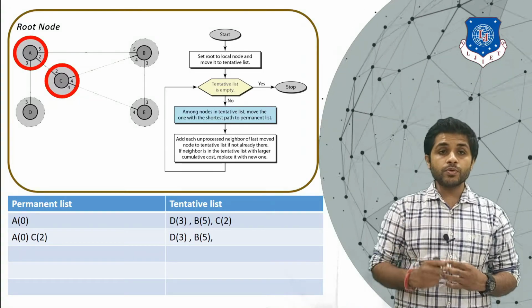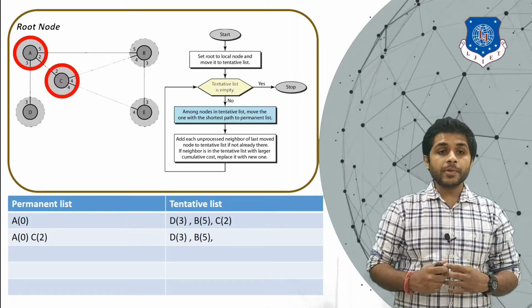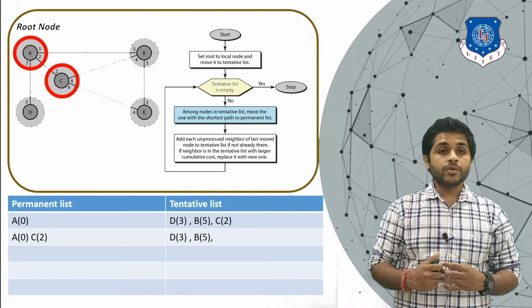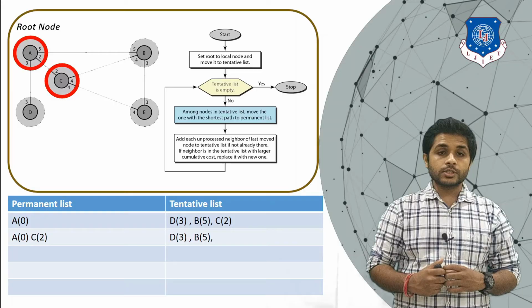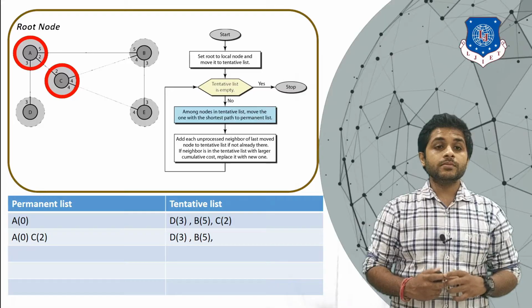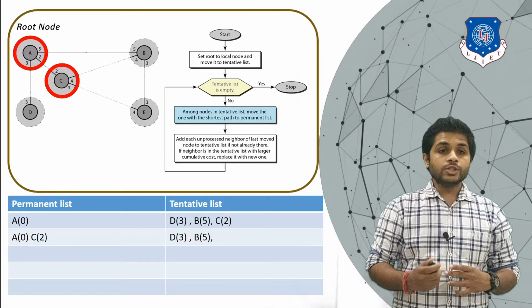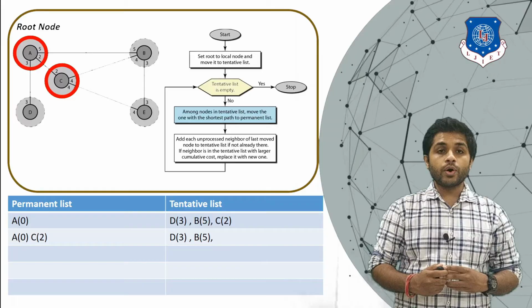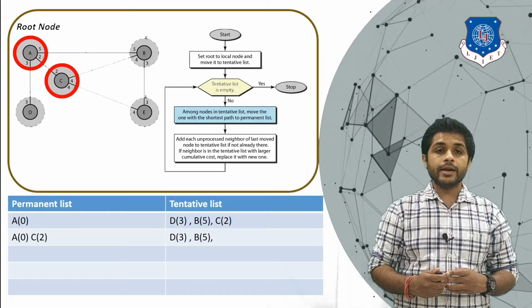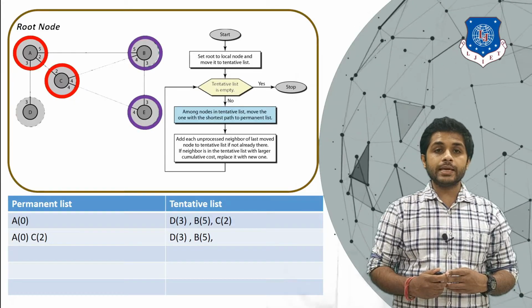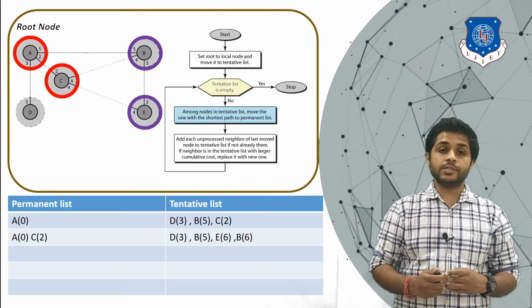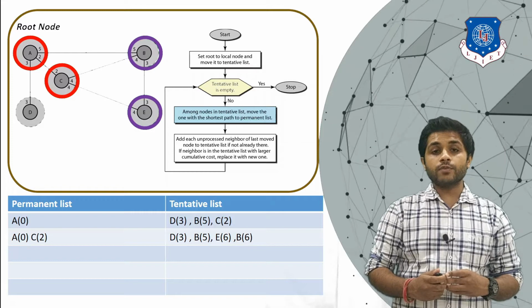We have just moved C from the tentative list to the permanent list. So we will add B and E to the tentative list. We will not add A to the tentative list because A is a processed neighbor and A is already there in the permanent list. So let's add the adjacent nodes of C to the tentative list. So we will add both its adjacent nodes, which are B and E, and the value will be 6, E6 and B6. Now why is the value of these nodes 6?